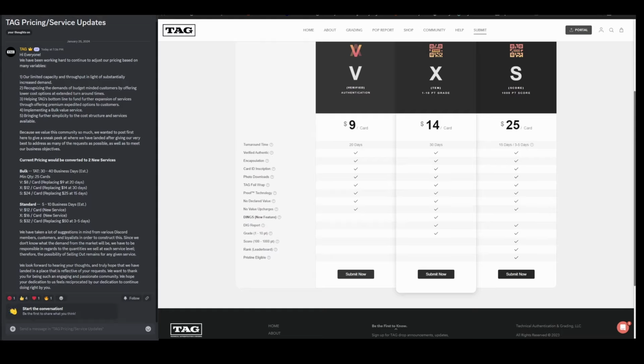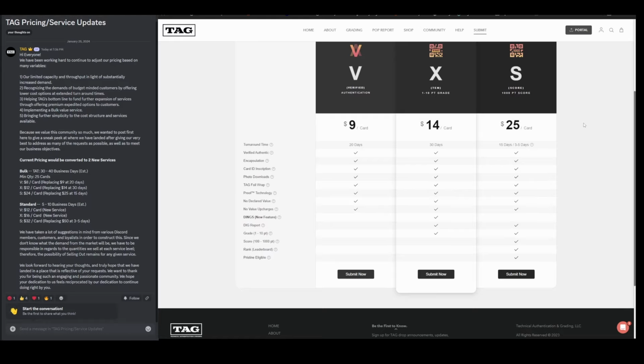Up until this switch, S was $25 per card for a 15-day turnaround time. If you wanted 3 to 5 day, it was like $50 a card, I think. $50 a card for 3 to 5 day, 15-day turnaround time, $25 a card. $14 a card for X for 30 days. And this was whatever you wanted to send in. One card, five cards, 20 cards, didn't matter.